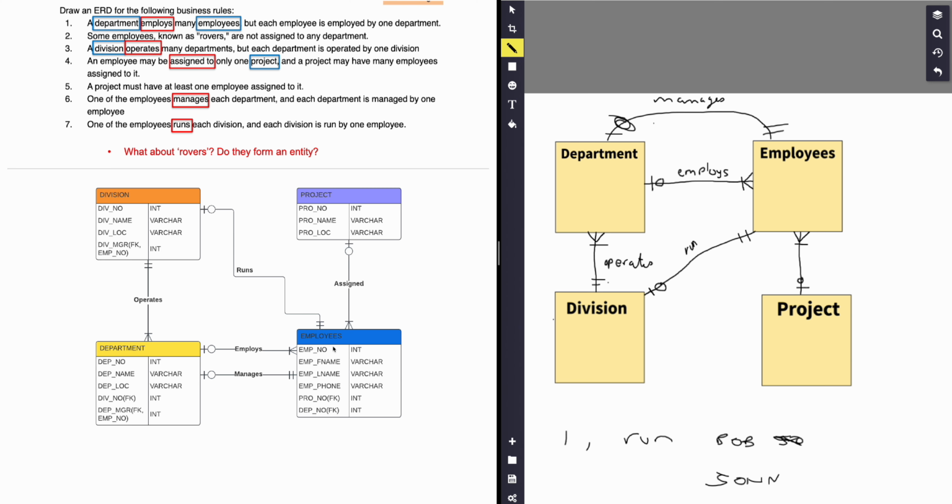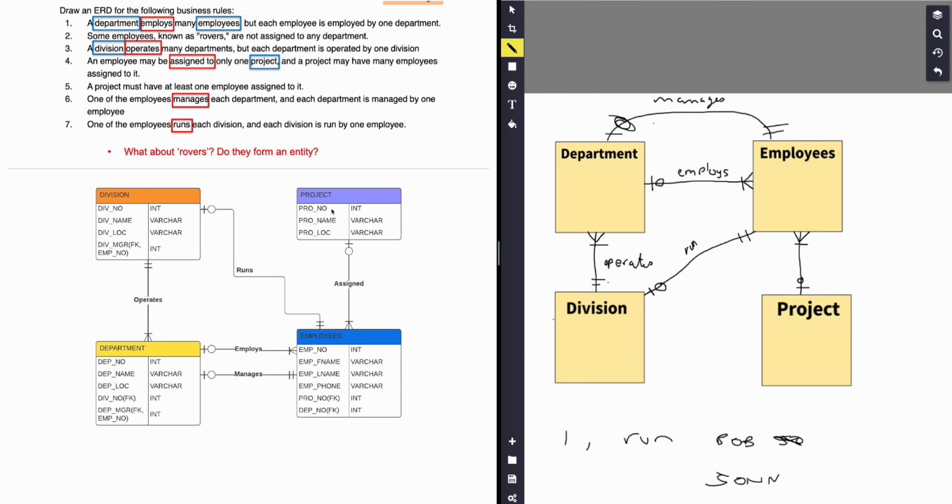So when you're looking up the employee, you want to know which department they are employed at. So you put the department ID over here as a foreign key. Now, when you look up a department, you want to know who the manager is. So you put the employee number over here as a foreign key when we're mentioning this particular type of relationship.